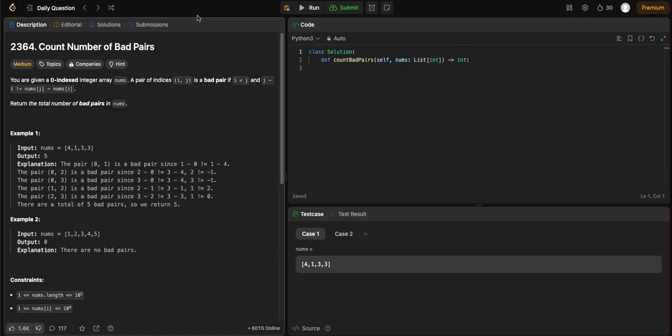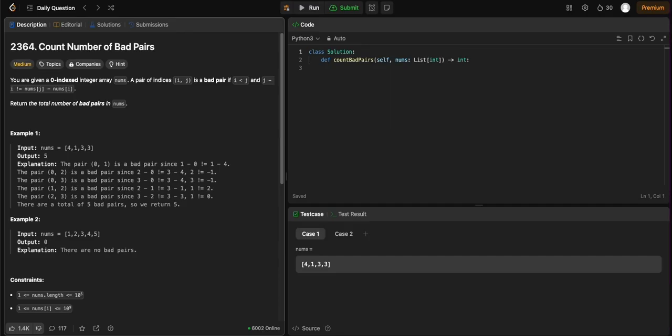And j minus i is not equal to nums j minus nums i. So let's look at the example. I think after that I kind of get what the question wants.